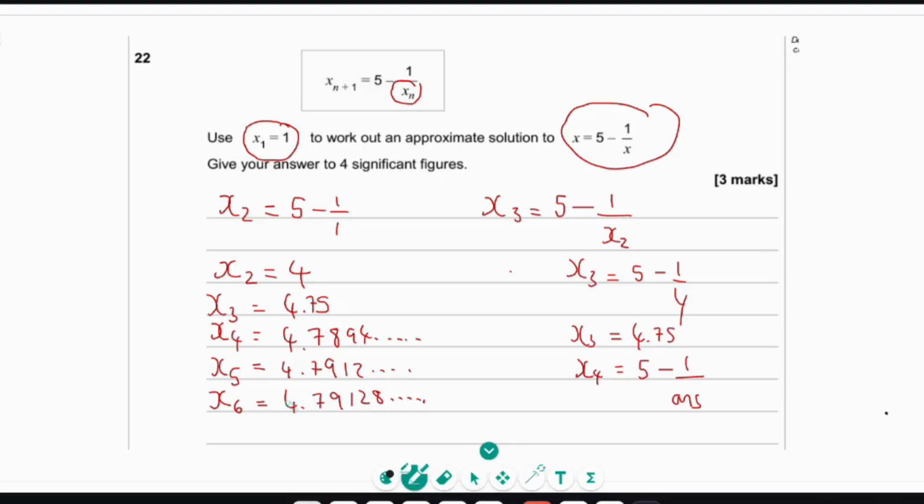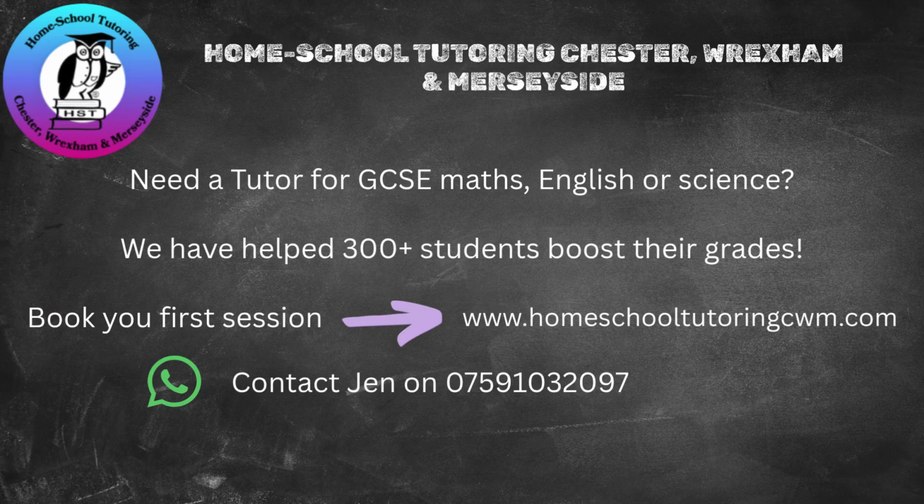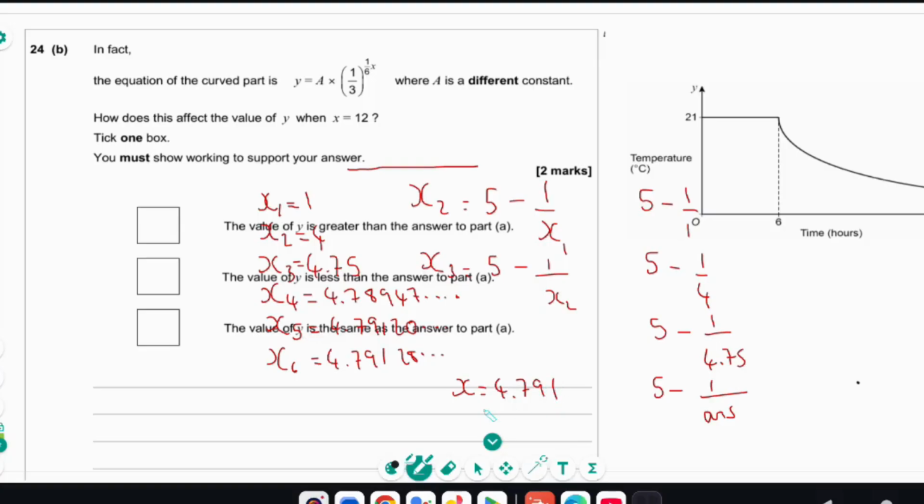I can't remember what that number was after the 2 if it was round. So let me just try and find x7 as well. 5 minus 1 over answer, 4.79128. Yes. Always go to 1, 2, 3, 4. All right, we only wanted 4 significant figures anyway, so that's fine. So the approximate solution is x is equal to 4.791 for 4 significant figures. 7, 9, 1.